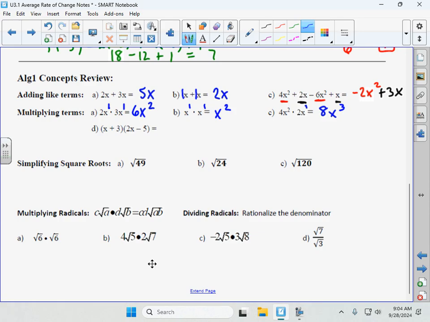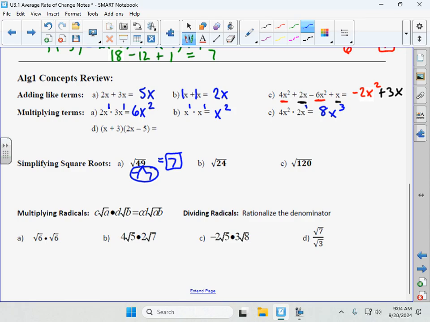So square root of 49. Okay, you're just trying to find a number that multiplies by itself that equals that number. 49 is perfect, and you can break this down as 7 times 7. And because you got a pair of 7s, the answer is 7. All right, so square root of 49 is 7.